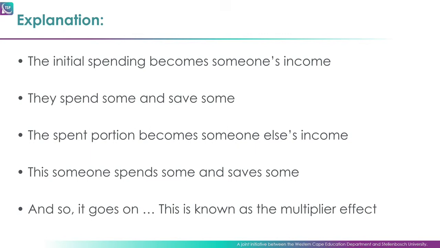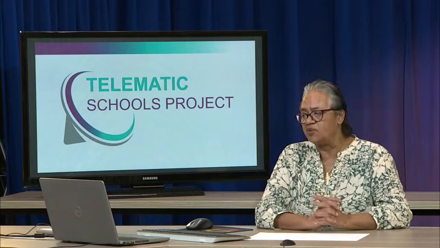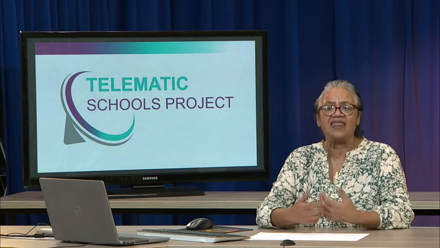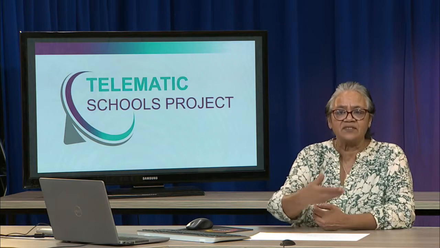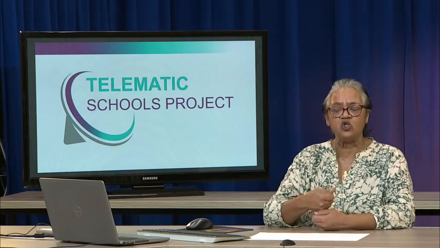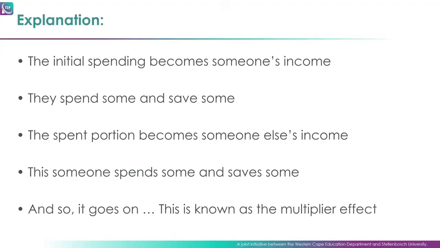The portion you spend becomes someone else's income. If you go to the shops and spend 1,000 rand at a shop, that shop has earned 1,000 rand from you. So that 1,000 rand has become their income, although it's the money you've spent. Then this someone spends some and saves some, and so it goes on, and that is why it is called the multiplier effect, because as we move from one person to the next, the money gets more and more and more.